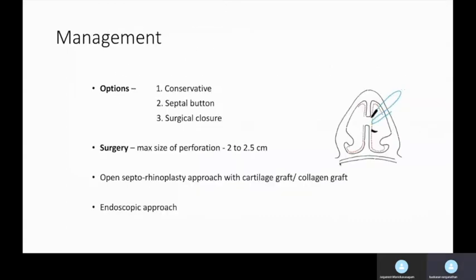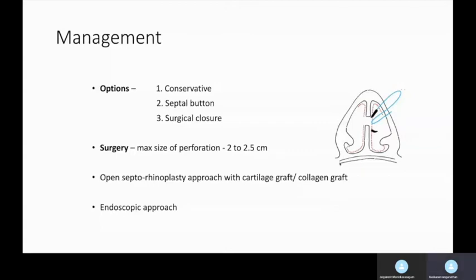So how are you going to manage? The three management options: conservative management, septal button, and surgical closure. Most septal perforations can be managed conservatively. What they need is regular use of saline nasal douching and a topical moisturizer like KY gel or Vaseline. They can use it regularly to keep the nasal mucosa moist. And once the edges of the perforation heal, most of the nasal symptoms will start settling down.